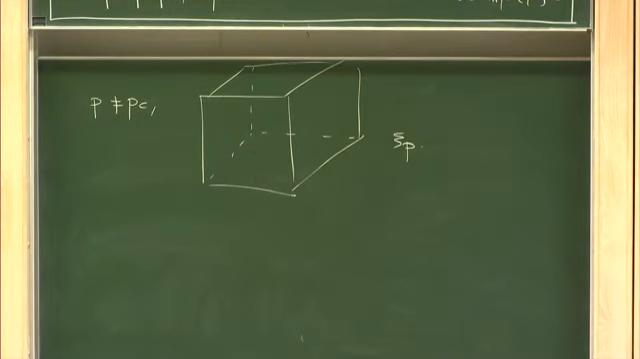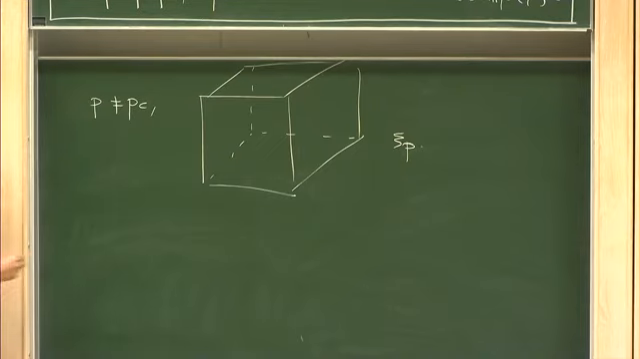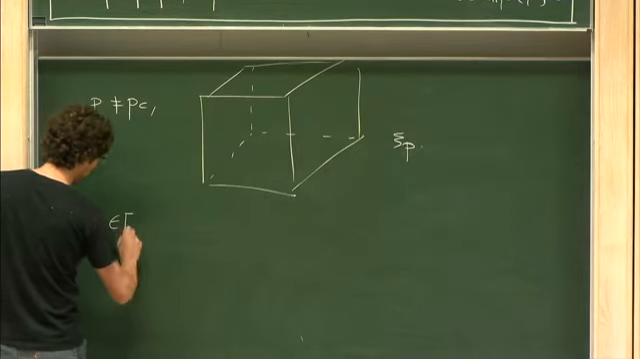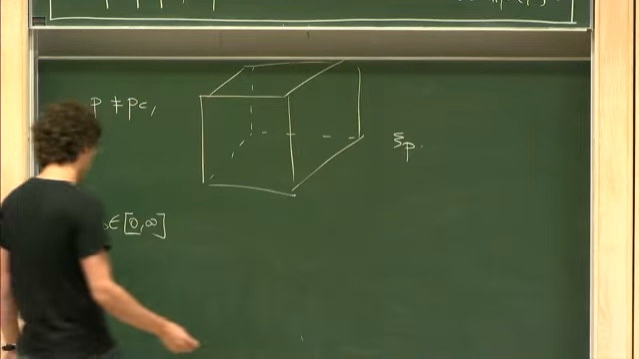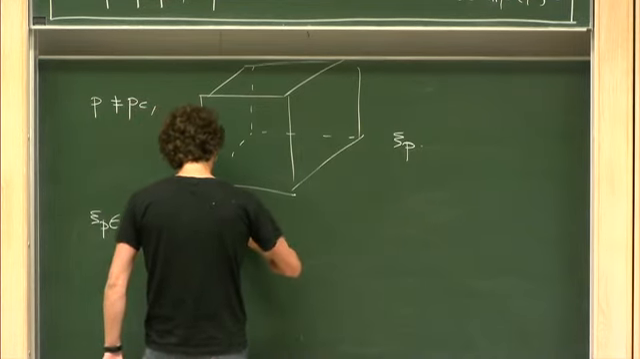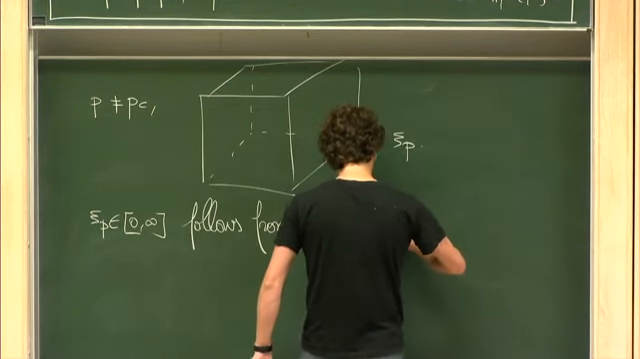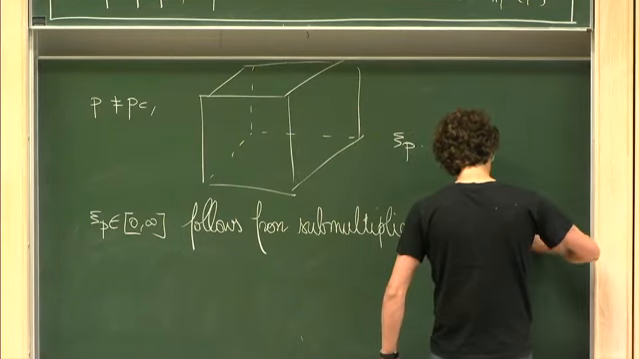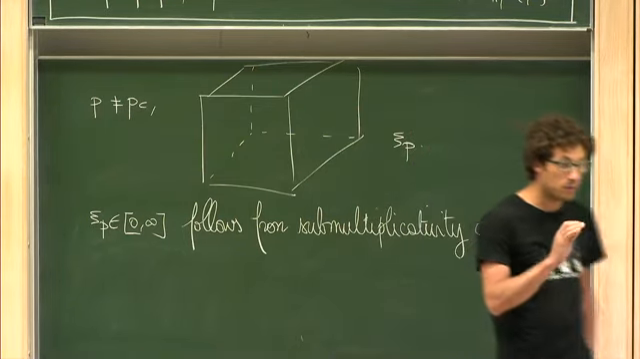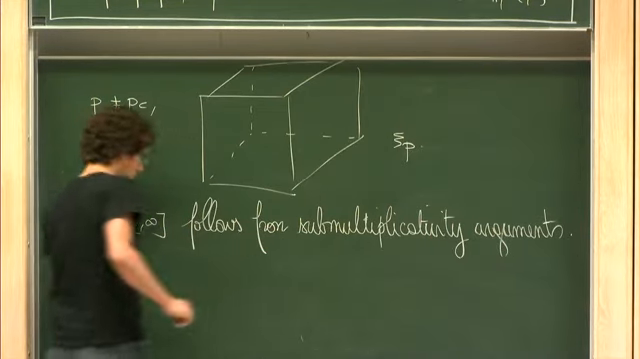I should start by saying that it's not at all clear that this quantity exists. The fact that psi_p, if I just assume that it is between 0 and infinity, and I allow it to be infinity, the fact that this thing exists is already non-trivial. It follows from submultiplicativity arguments. I'm not going to discuss it here, but there are very cute arguments to prove just that it exists.